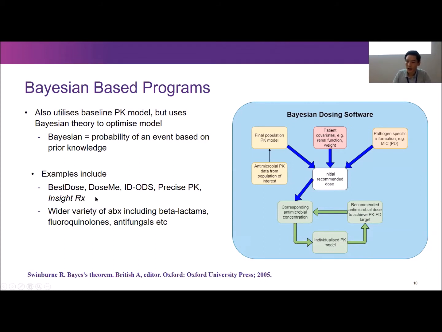Now, the good thing about Bayesian dosing programs is that they tend to include a much wider variety of antibiotics that you can use in your program. So traditionally, the other models tended to be limited to vancomycin or aminoglycosides, but most Bayesian dosing programs will have beta-lactams, fluoroquinolones, antifungals, drug models included in their program. And it's certainly not just limited to antibiotics. There are other things that you can use it for, such as anticoagulants, chemotherapeutic agents, and other agents like that.